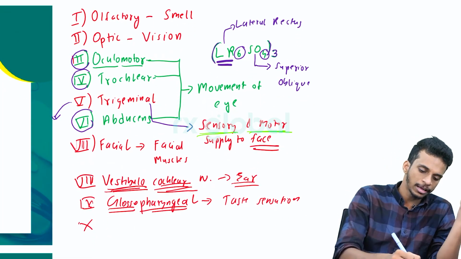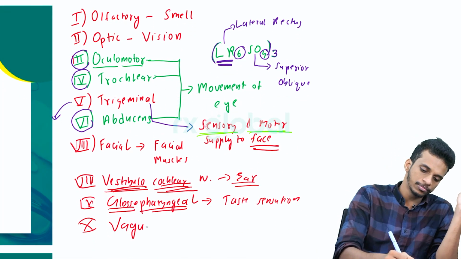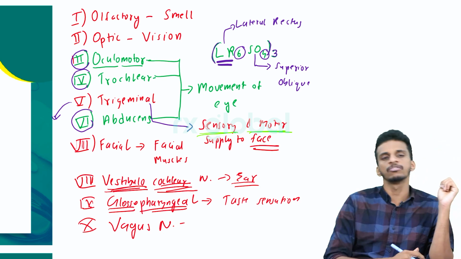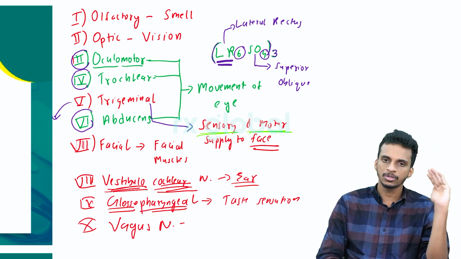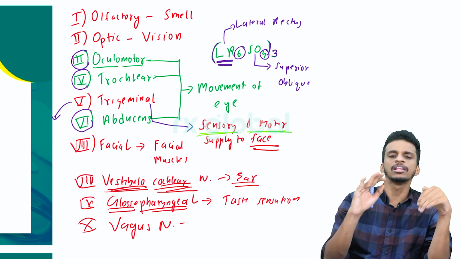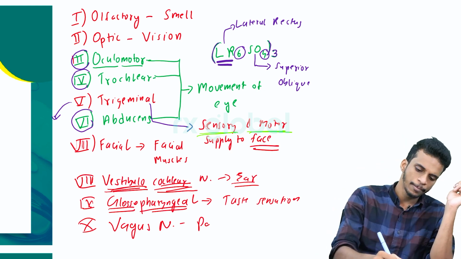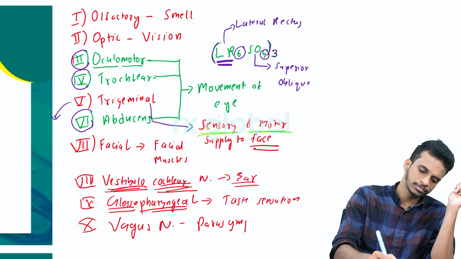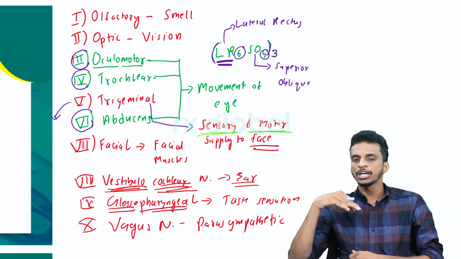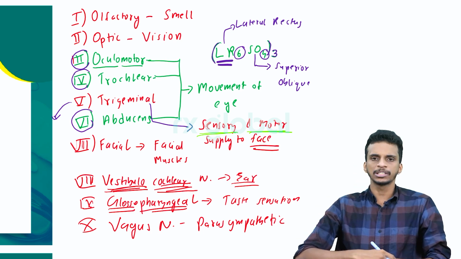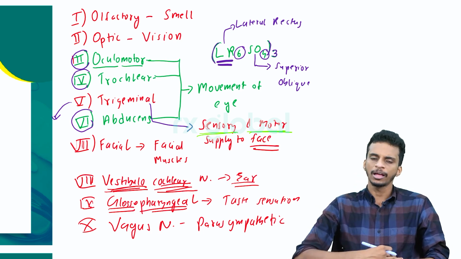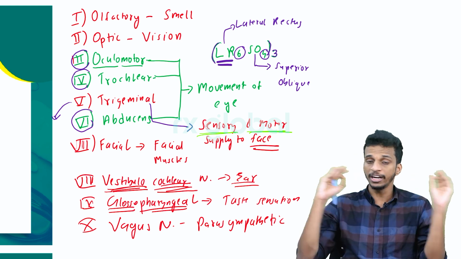Now, 10th, I have the vagus nerve. And the vagus nerve actually has a lot of functions. Okay, the vagus nerve is a complicated nerve. It has got a lot of functions. But the main thing I would say, the function of vagus is parasympathetic function. So you know that our autonomic nervous system has a sympathetic component and a parasympathetic component. Okay, so the function of vagus is parasympathetic control of the body. I would say body, it has got a wide variety of functions.